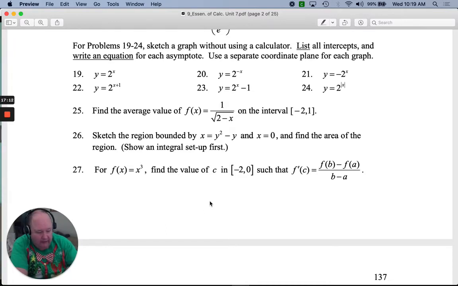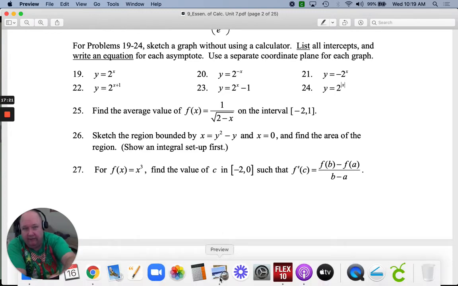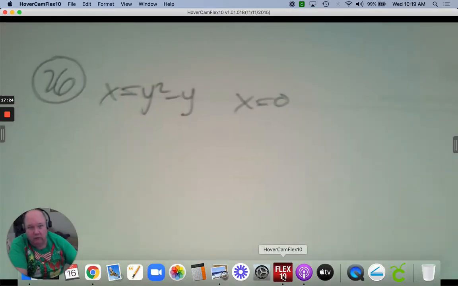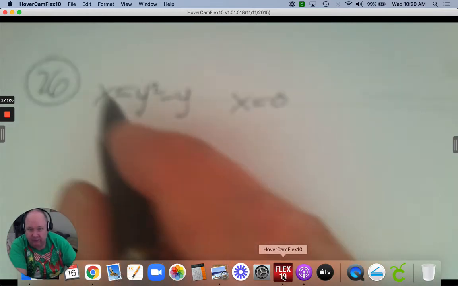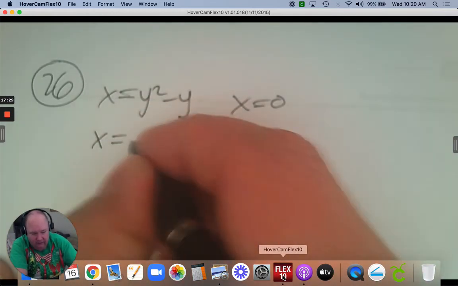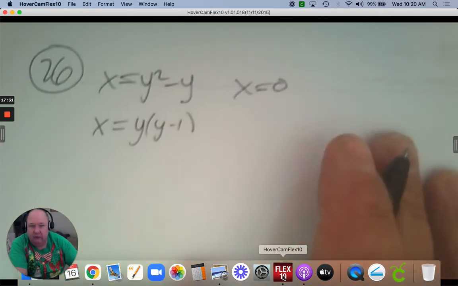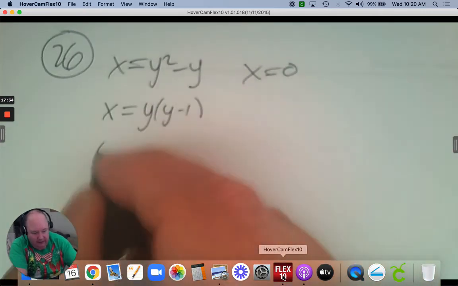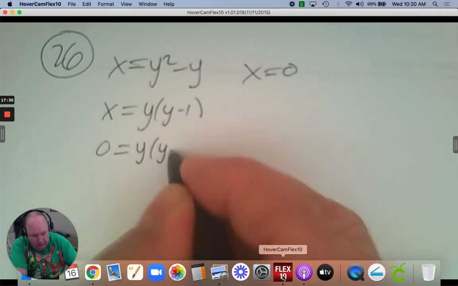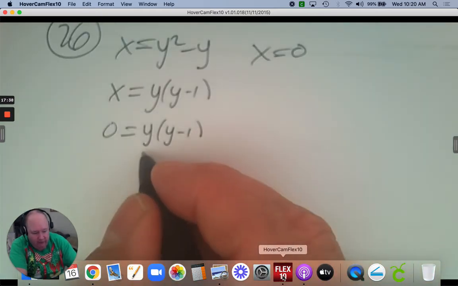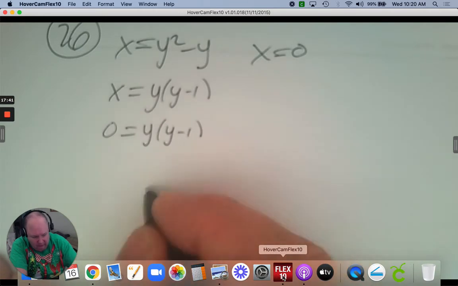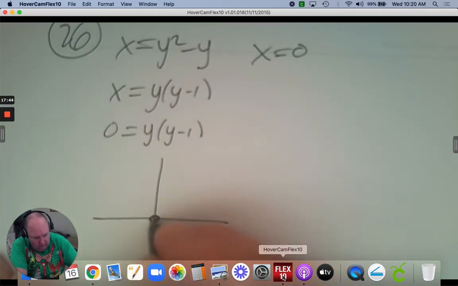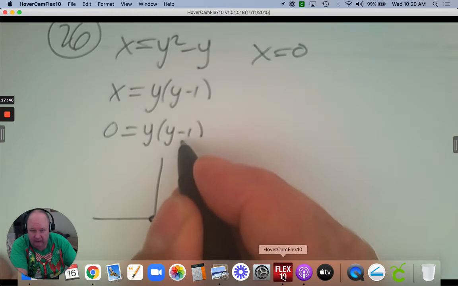Sketch the region x equals y squared subtract y and x equals 0. And then find the area of it. All right, so what would I do to sketch it? This is awkward because it's x equals and not y equals. So the first thing I would do actually is factor. And if you factor this and make it equal to 0, you are finding the y-intercepts. So we have a y-intercept at 0, and we have another y-intercept at +1.